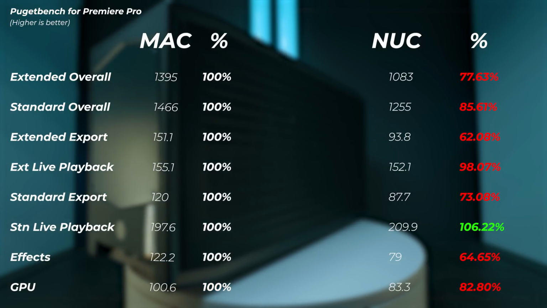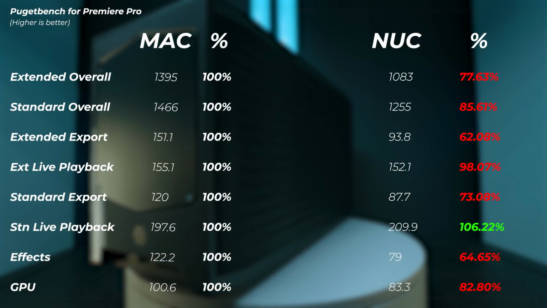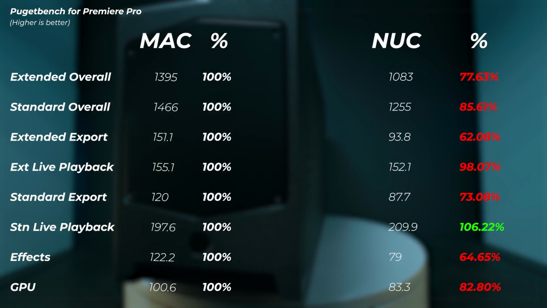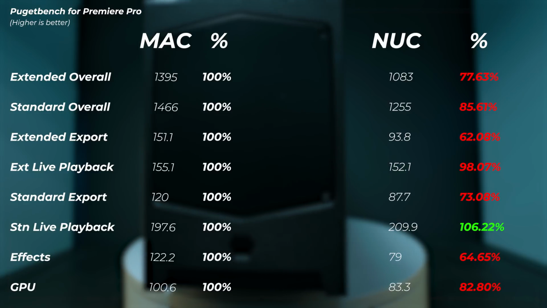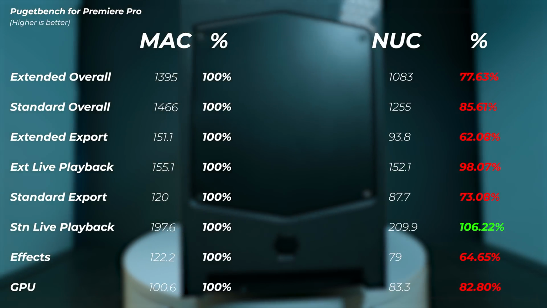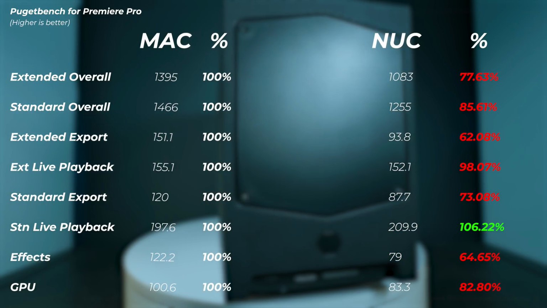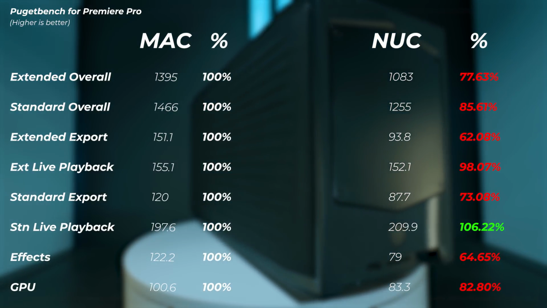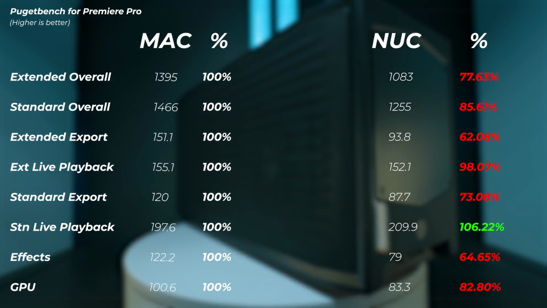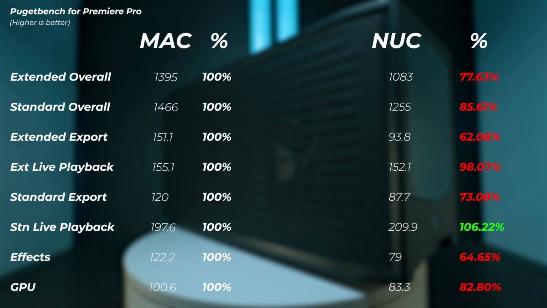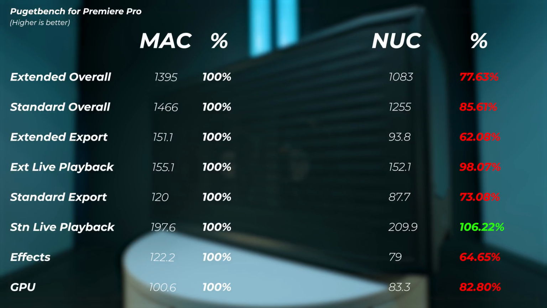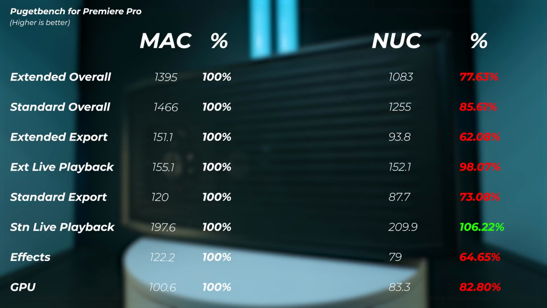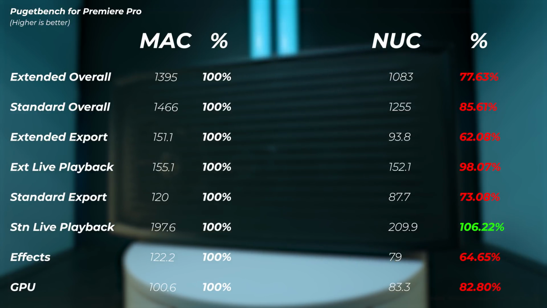Interestingly, when you look at the standard live playback speed, the NUC is actually better, at about 6% better. That's interesting to me, just because the Mac has huge decoders and encoders inside for the media engines: H.264, H.265, ProRes, and so on. So to see that this NUC with the Intel UHD 770 inside has a better standard overall live playback score is absolutely amazing.